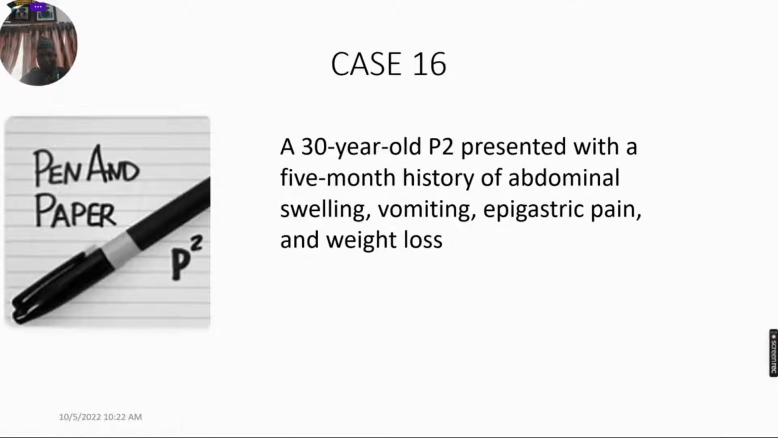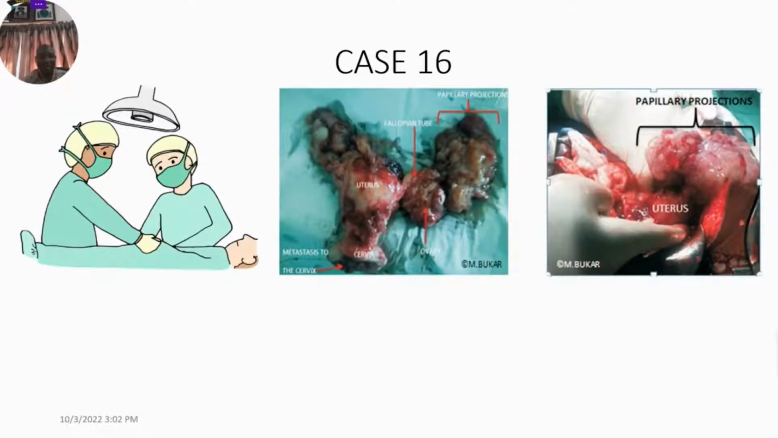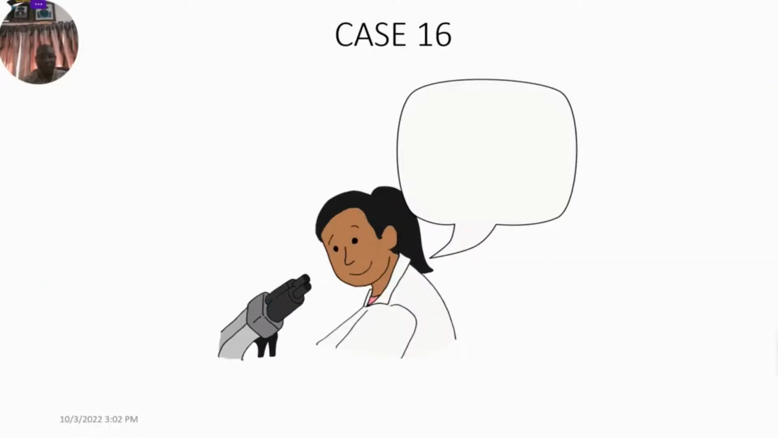Case 16 was a 30-year-old para 2 who presented with a 5-month history of abdominal swelling, vomiting, epigastric pain, and weight loss. Ultrasound scan revealed that this is an irregular solid tumor with ascites and a very strong blood flow. So 3 M rules, no B rules, classified as malignant. She underwent surgery and histology confirmed it to be cystadenocarcinoma with metastasis to the cervix.